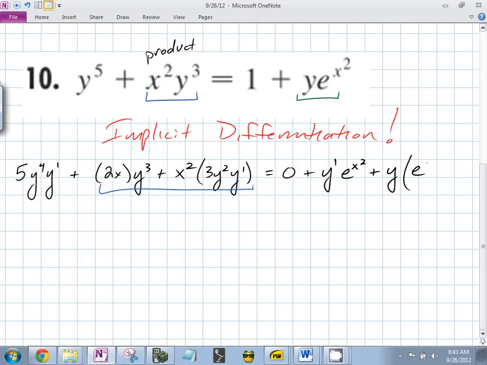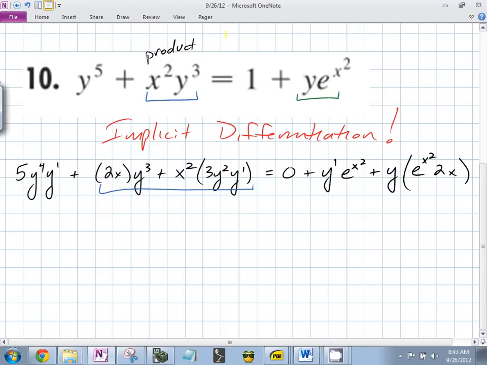The derivative of e to the x squared is e to the x squared times 2x. Correct. You just differentiated, but it's asking you to do one more thing. What do you now have to do?